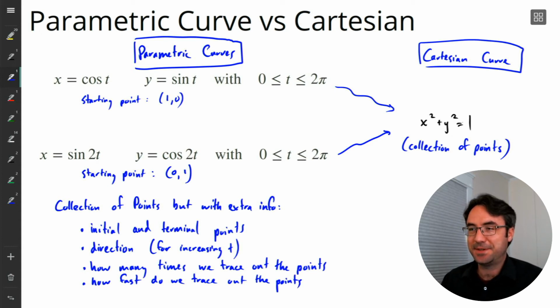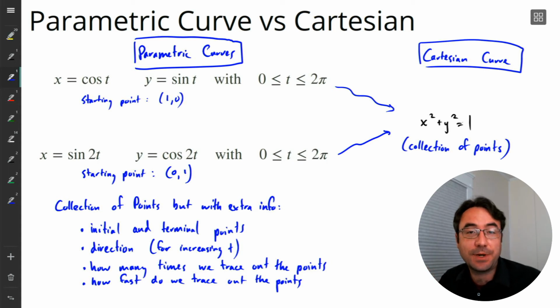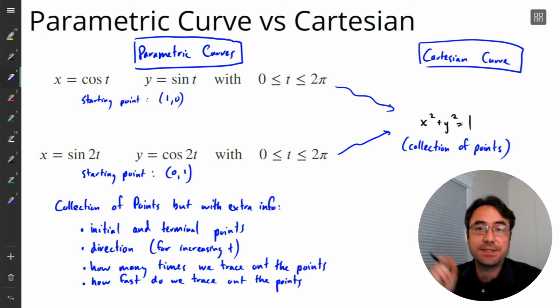So these parametric curves are pretty interesting. They give us a lot more information here. And a lot of it has to do with, if we think of it as a particle moving in the plane, where do we start? Where do we stop? What direction do we travel in along the curve? How many times do we go back and forth? How many times do we trace out the curve? And almost like a speed, how fast do we trace out the curve?